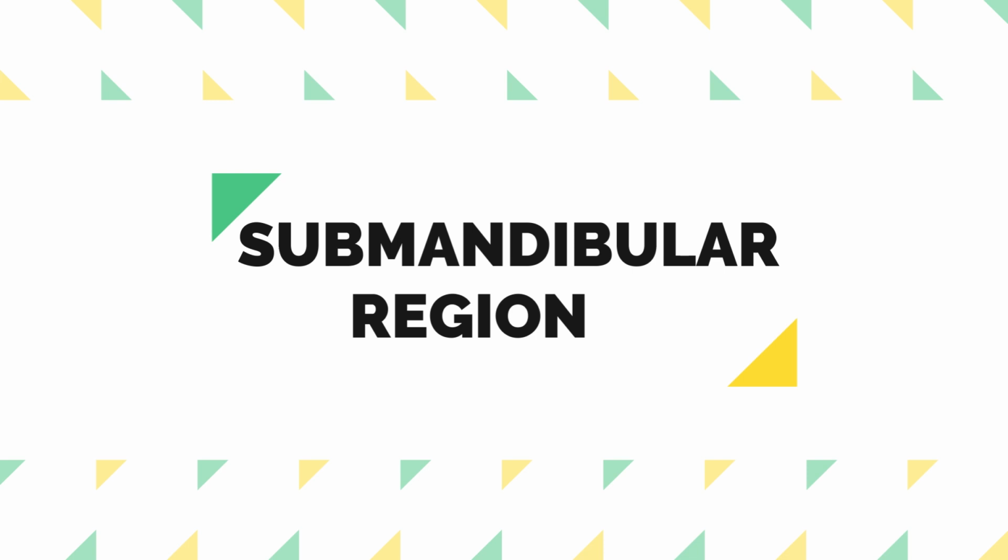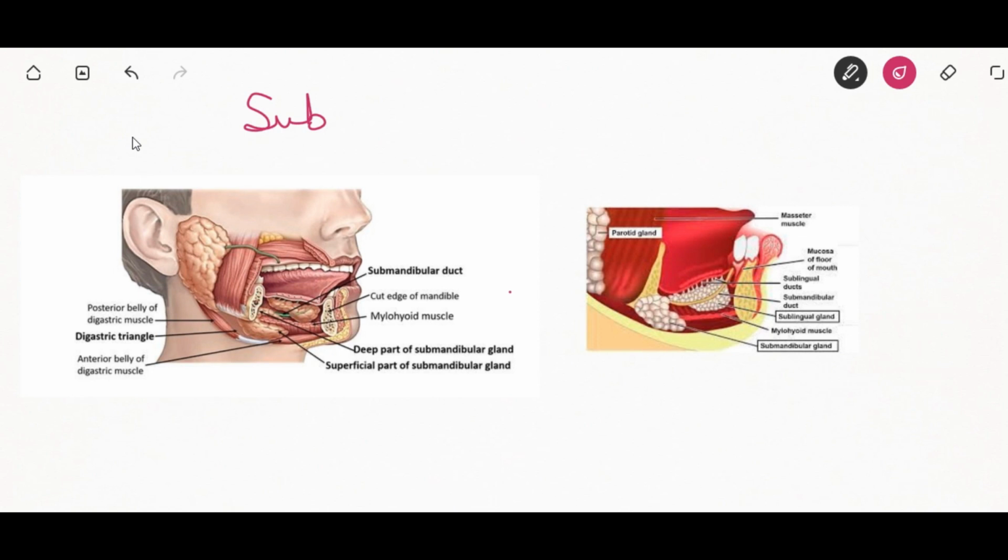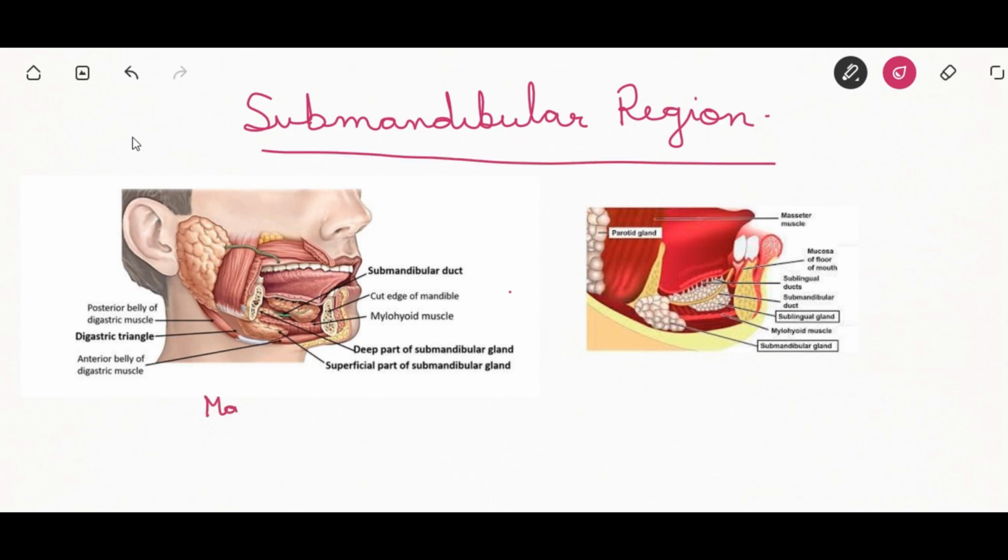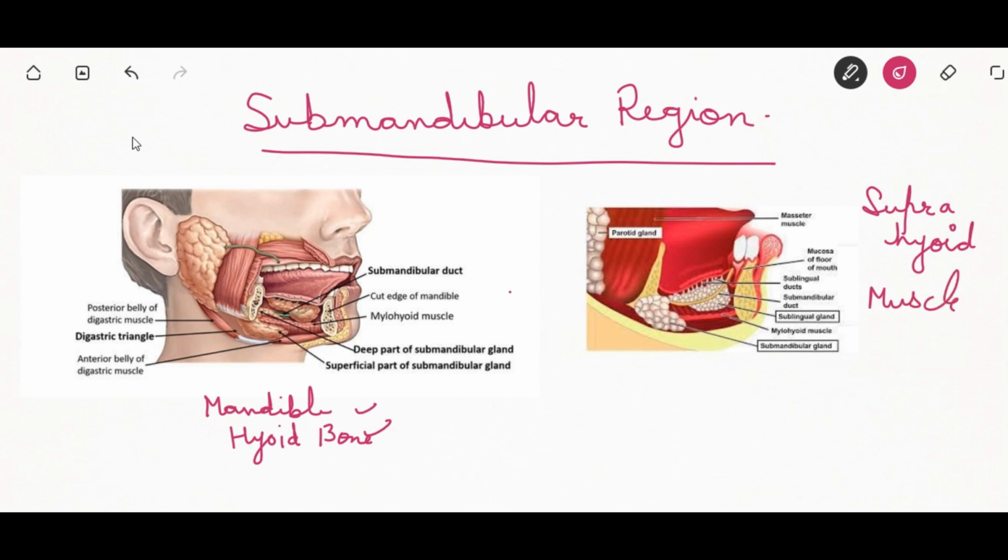Our next topic is the submandibular region. The submandibular region involves the deeper structures that are present between the mandible and the hyoid bone, including the floor of mouth and the root of tongue. The submandibular region contains suprahyoid muscles, submandibular and sublingual salivary glands, and submandibular ganglion.